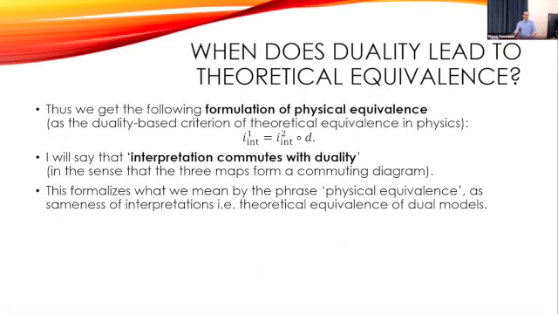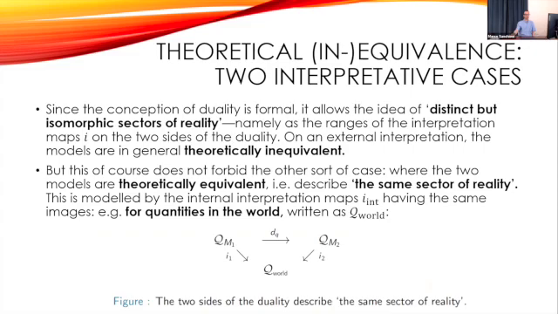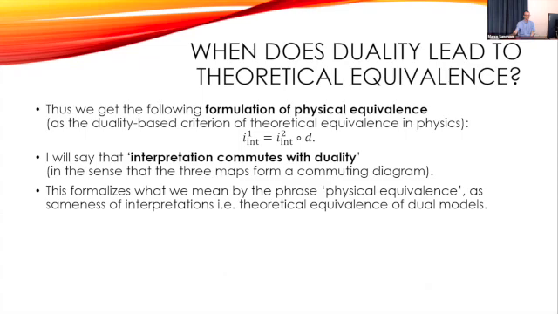So the last part is basically that if we want theoretical equivalence, then we want to have this commuting diagram. So we have the two models, but we have one domain of application. And so the two interpretation maps have the same codomain. And so the condition that we get from this commuting diagram is that the internal interpretation commutes with the duality map. So there is isomorphism, but the two structures would not be models of the same theory?